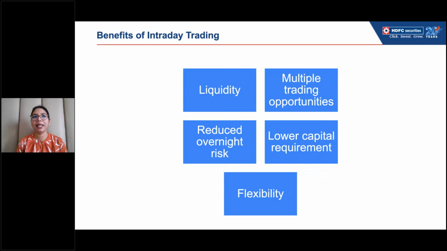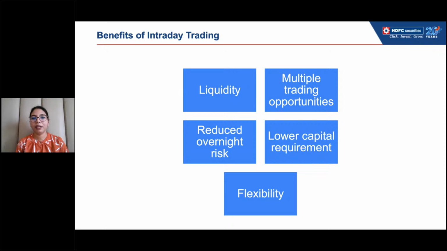Whenever you feel that you want to book profit, or if it is going way below your highest capacity for taking a loss, you can cut off your positions. But in the overnight position, you lose your control after the market hours, and next day at 9:15 anything can happen, right? So the intraday traders do not really face this risk.